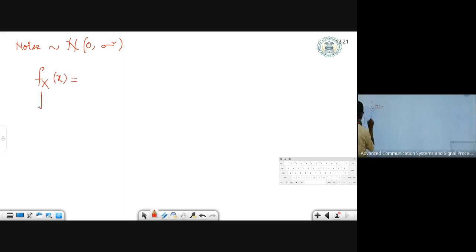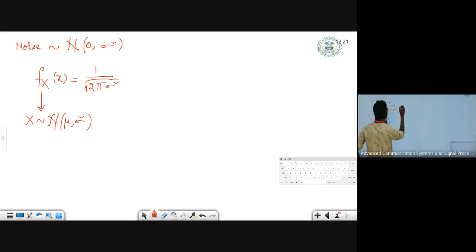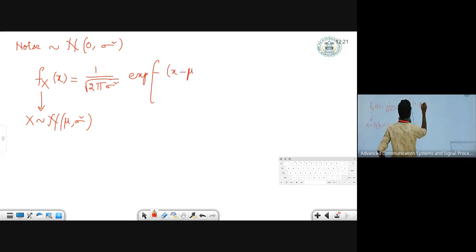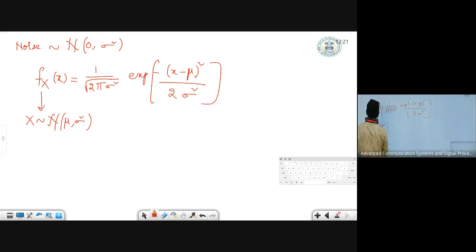If x is a random variable which follows normal distribution with mean mu and sigma square as the variance, then its equation will be 1 upon root 2 pi sigma square, exponential of minus x minus mu whole square by 2 sigma square. This is the probability density function of a Gaussian random variable. The moment I say standard normal distribution, the mu value goes to 0 and the variance value goes to 1.